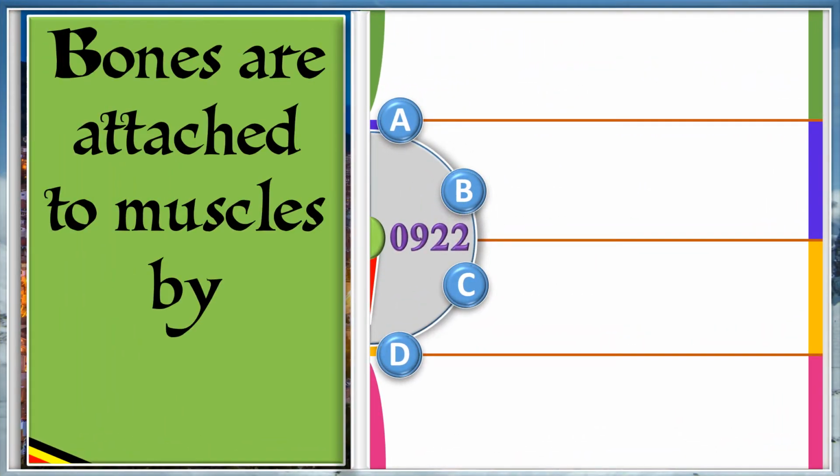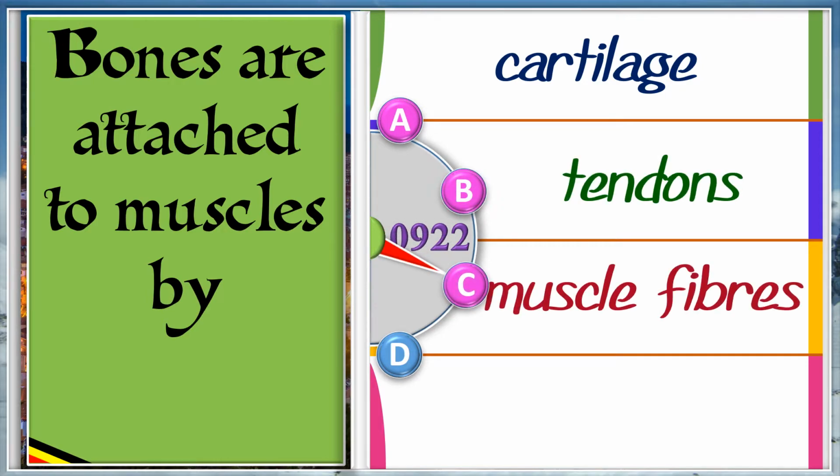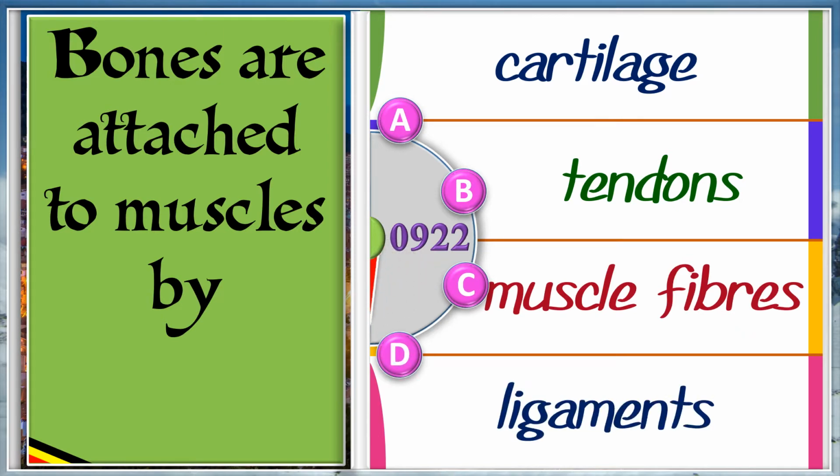Bones are attached to muscles by: A. Cartilage. B. Tendons. C. Muscle fibers. D. Ligaments. And the answer is B. Tendons.